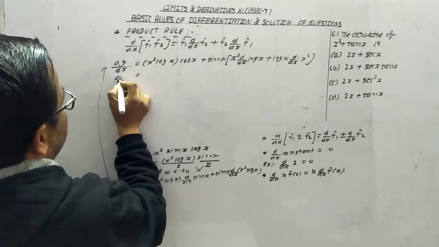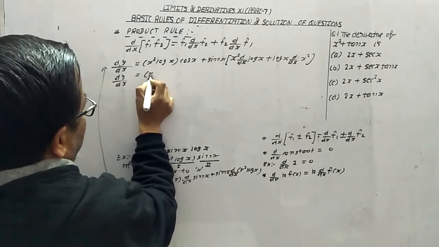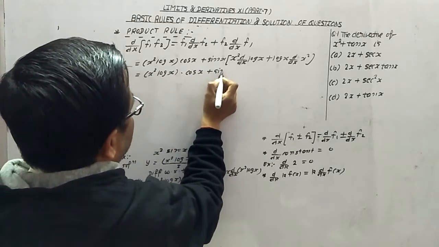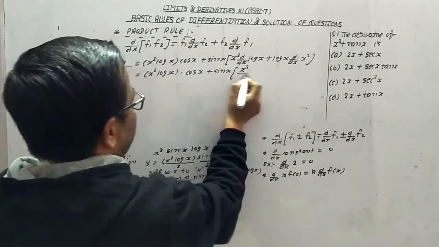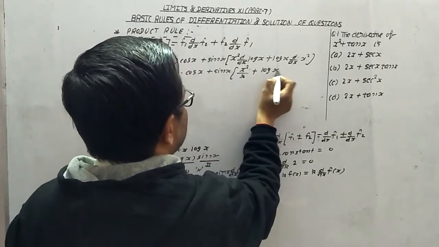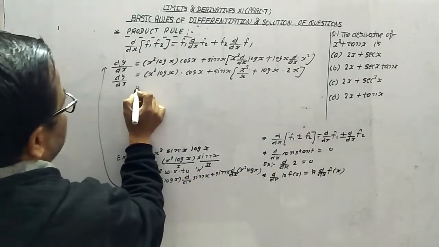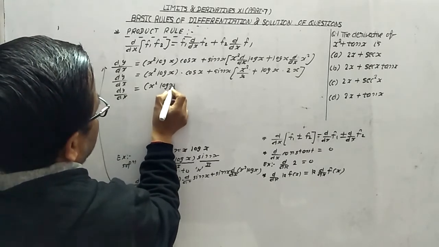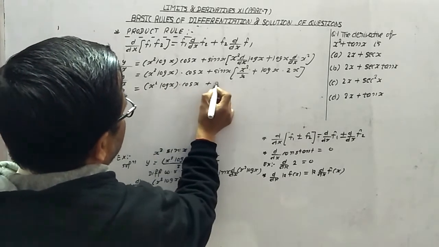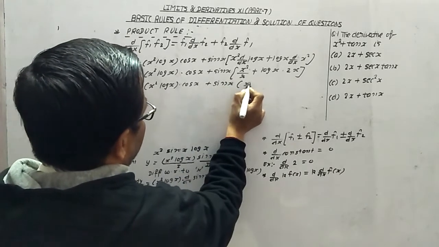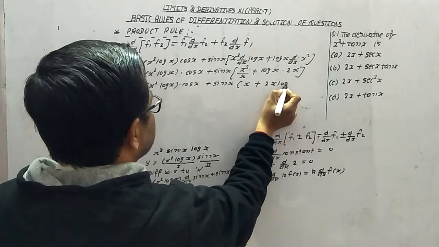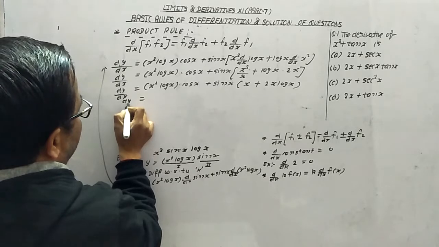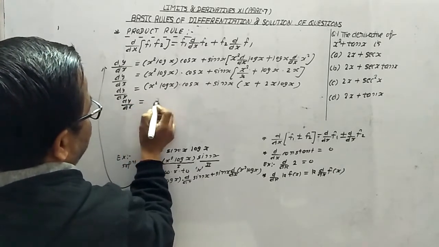Now look at this thing, what does this become? dy by dx is equal to x square log x into cos x plus sin x. Now x square, what is the differentiation of log x? 1 upon x plus log x. What is the differentiation of x square? 2x. It means what does this become? dy by dx is equal to x square log x into cos x plus sin x, and what does this become? x plus 2x log x. Now simply we can take, what is this? x is common from this part. It means dy by dx is equal to x common.